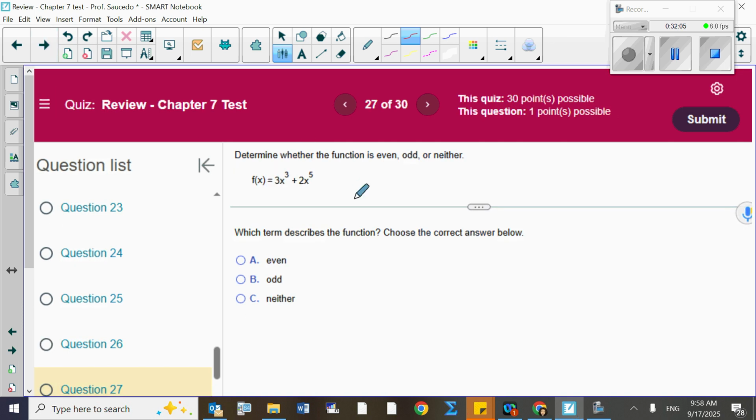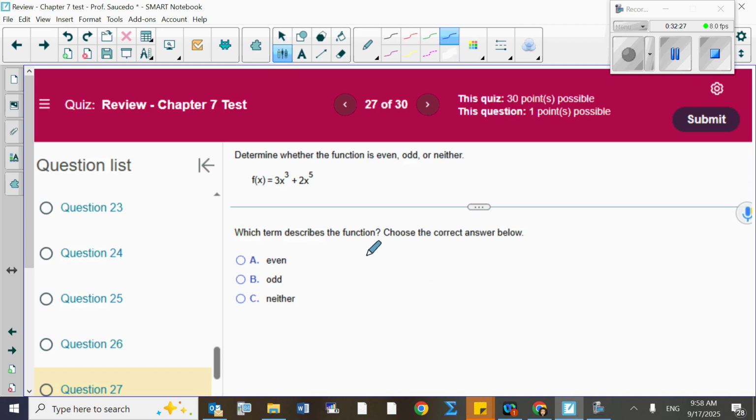Now we want to know if this function is even or odd or neither of them. One way to find that is to graph your function and see if you have a symmetry to the y-axis or to the origin or not. The other way, you can use the algebraic method to solve it. So how do I use the algebraic method?